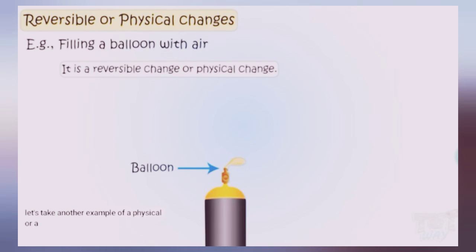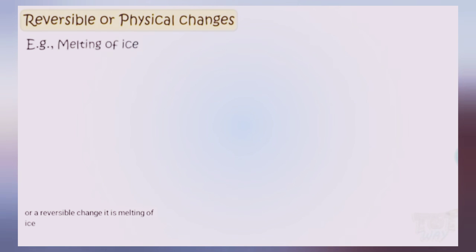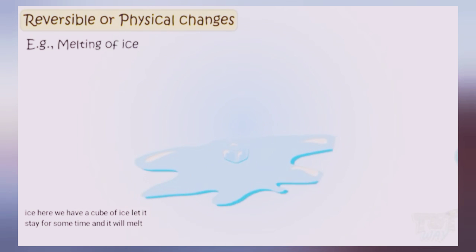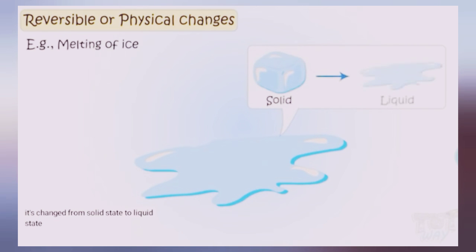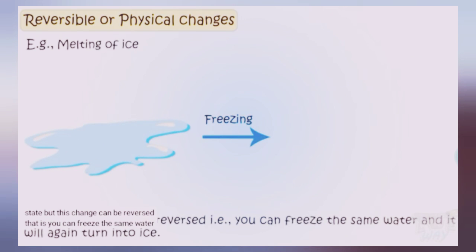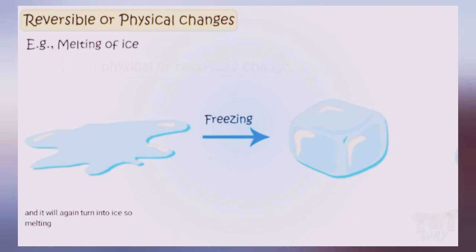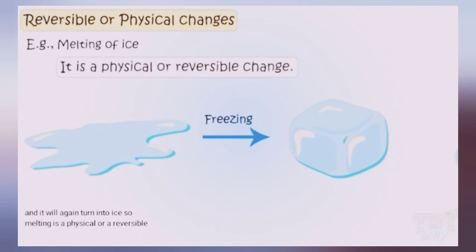Let's take another example of a physical or reversible change. Melting of ice. Here we have a cube of ice. Let it stay for some time and it melts. So it's changed from solid state to liquid state. But this change can be reversed. That is, you can freeze the same water and it will again turn into ice. So melting is a physical or a reversible change.